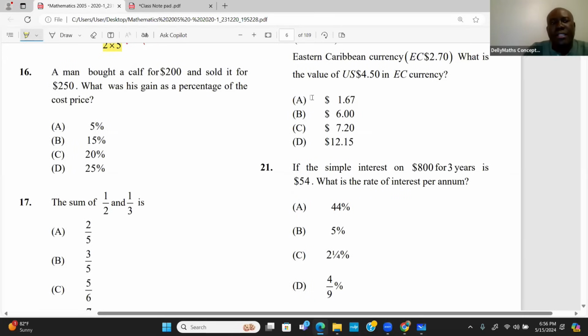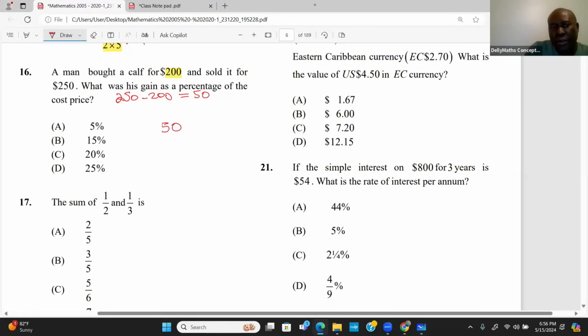Number 16 says, a man bought a calf for $200 and sold it for $250. What was his gain as a percentage of the cost? Gain. So they're asking about the increase as a percentage. So you need to find the increase. It is going to be 250 minus 200. So there is an increase of 50. You're going to represent this as a percentage of the cost. It cost him 200. So it's going to be 50, which is the increase over 200. Then you multiply this by 100.